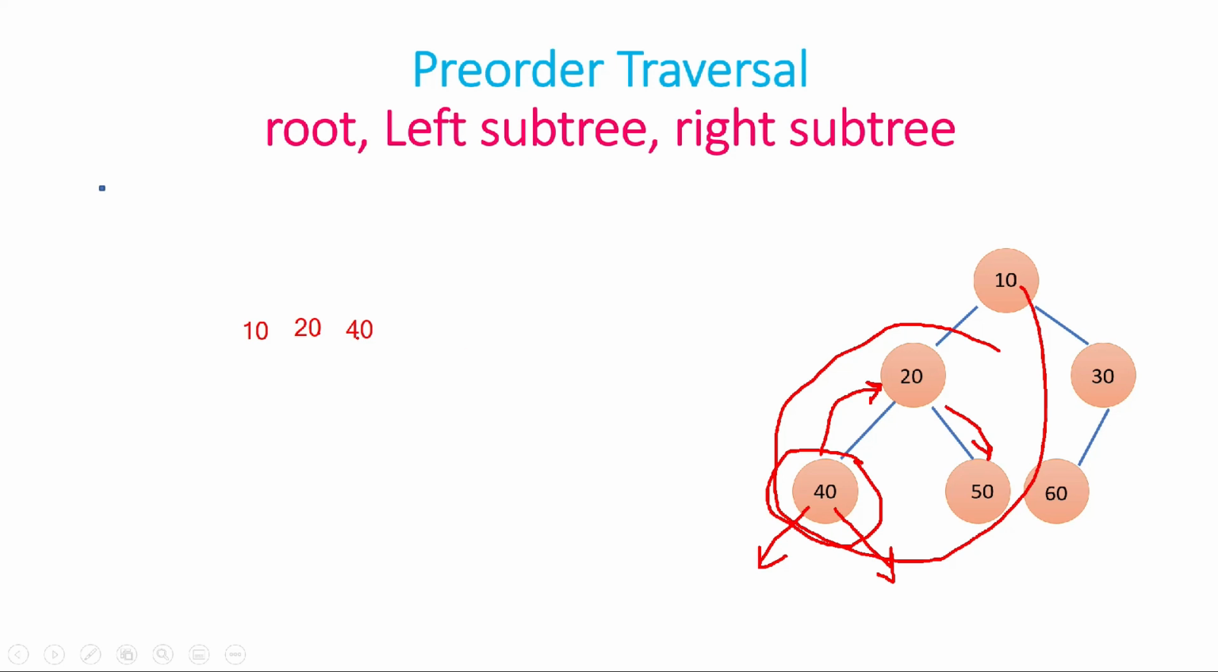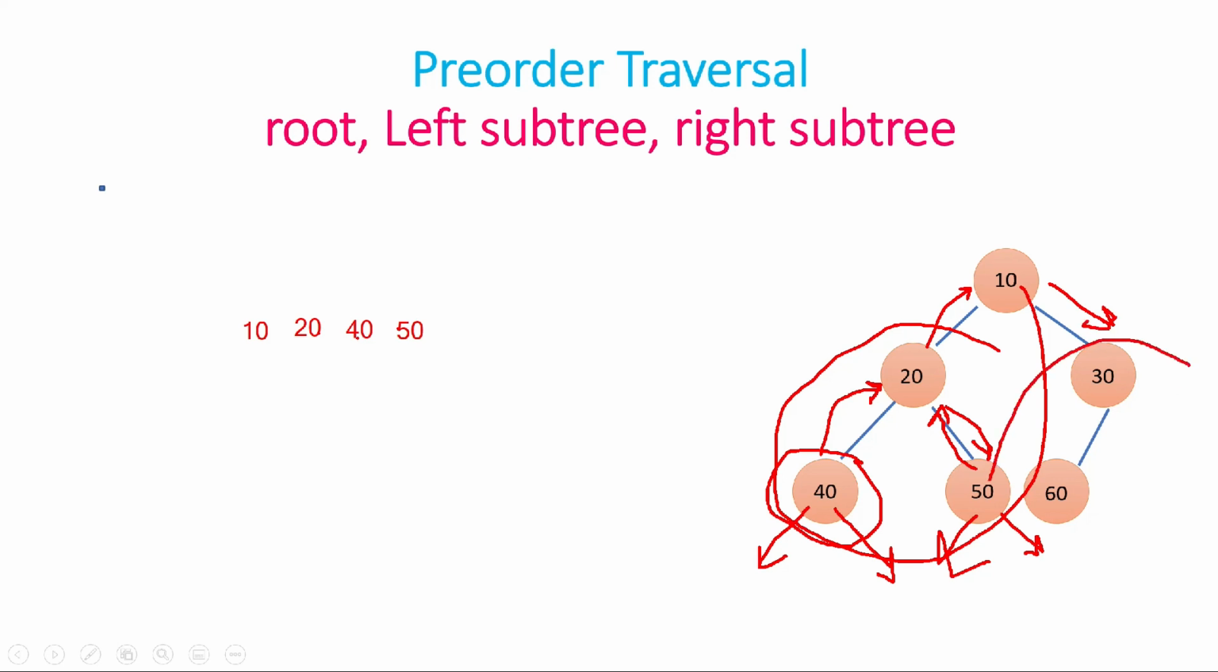As soon as you reach any node, what do you do? Firstly you print it. So what will you write here? 50. You'll try to go to its left, none, so you'll return. Then you'll try to go to its right, none, so you'll return. From there, you'll again come back to 20, you'll come back to 10. Root element is printed, left subtree is printed, we'll move to the right subtree.